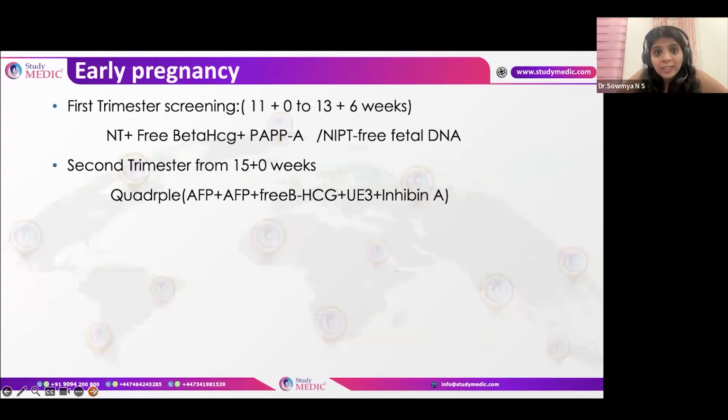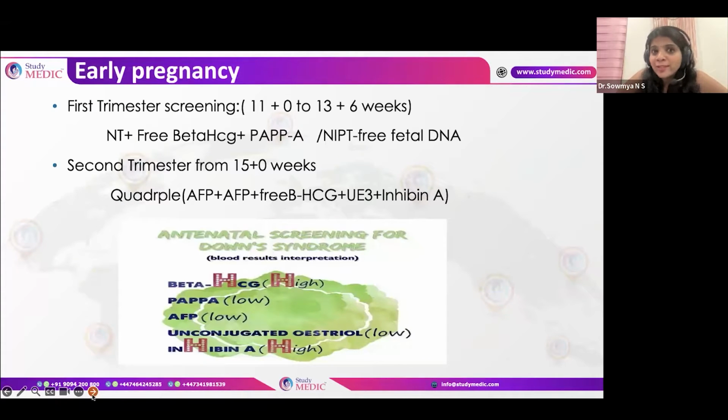And a couple of things about the first trimester screening. Remember, for Down syndrome, all these, including the first trimester screening and second trimester screening, have a detection rate, and they are all screening tests, which tell you, okay, 1 in 150, 1 in 100, 1 in 20, the possibility of the baby having Down syndrome.